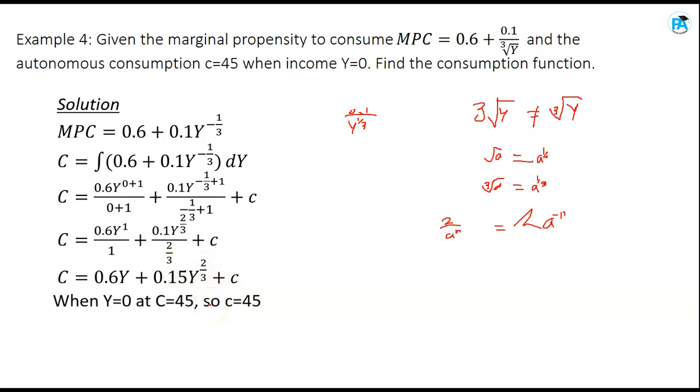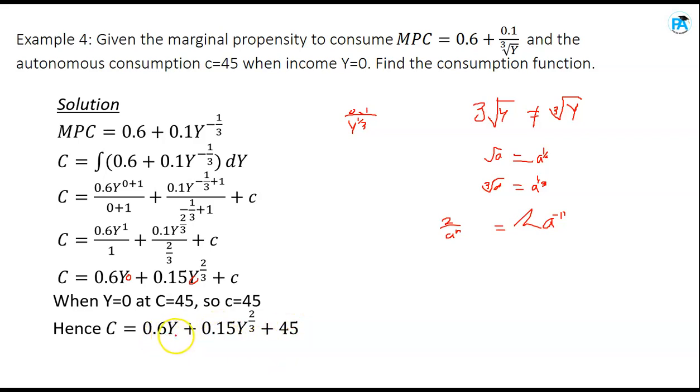Now, when income is equal to 0 and C is equal to 45, this small c will be equal to 45. The reason is, when you substitute 0 in place of y here, 0 exponent this gives you 0, times this is 0. And C is equal to 45. So you realize that this small c will end up giving you 45. So you get small c equal to 45, and you just substitute it there.